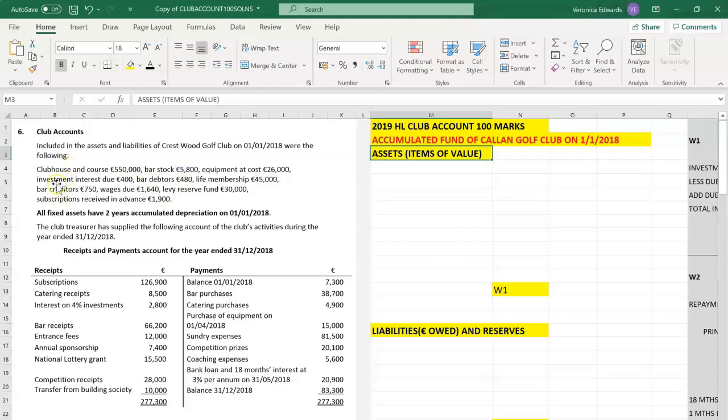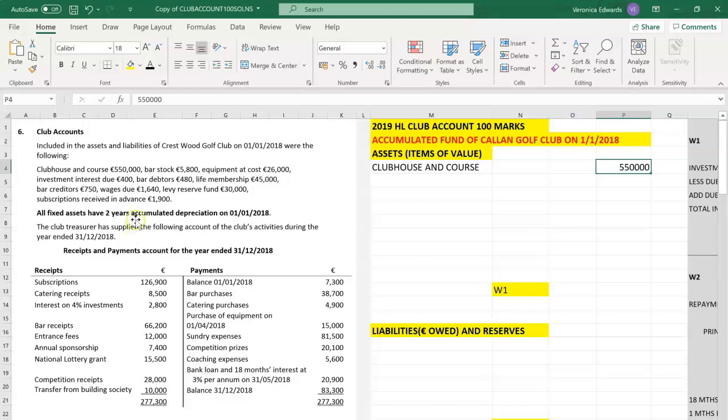So if we have a look here, the first asset or item of value will be clubhouse and course. It's something of value to the club, so it meets the definition of an asset, and it cost €550,000. Now at this point you just need to be conscious of the fact that all of the fixed assets, and the clubhouse and course is a fixed asset. It's an asset because it's something of value. It's fixed because it's going to last more than a financial year and contribute towards the earning capacity of the club. Okay, so it's a fixed asset.